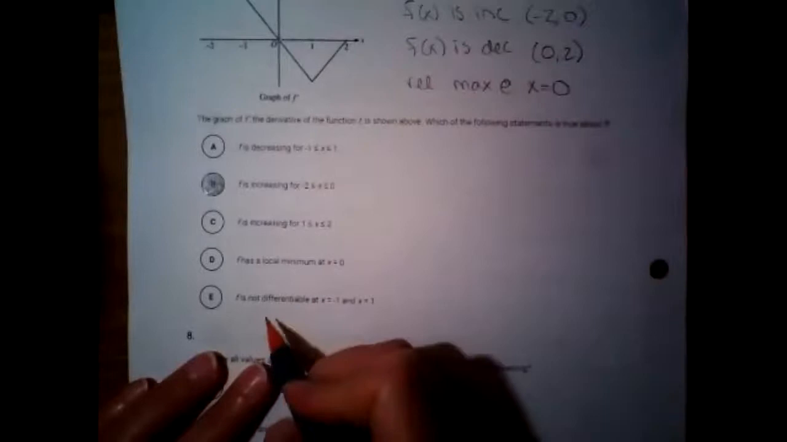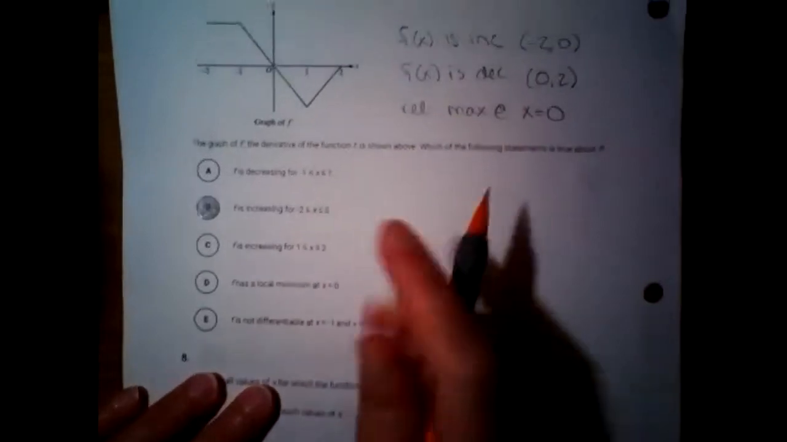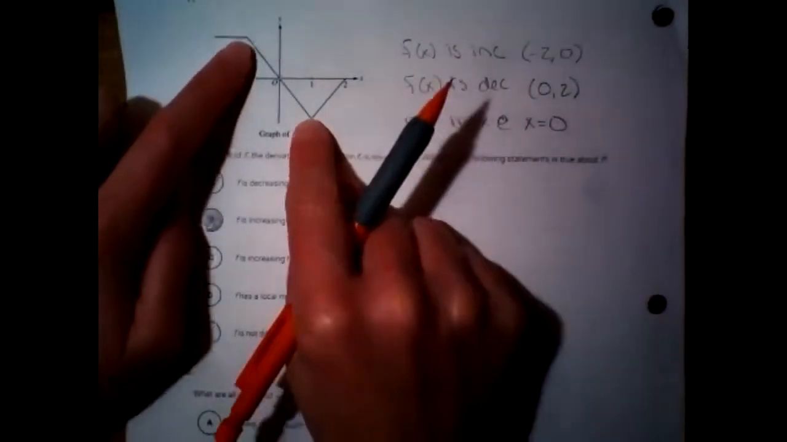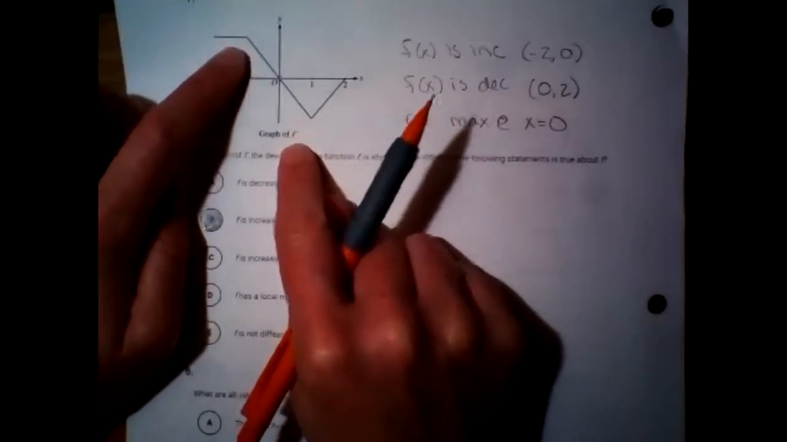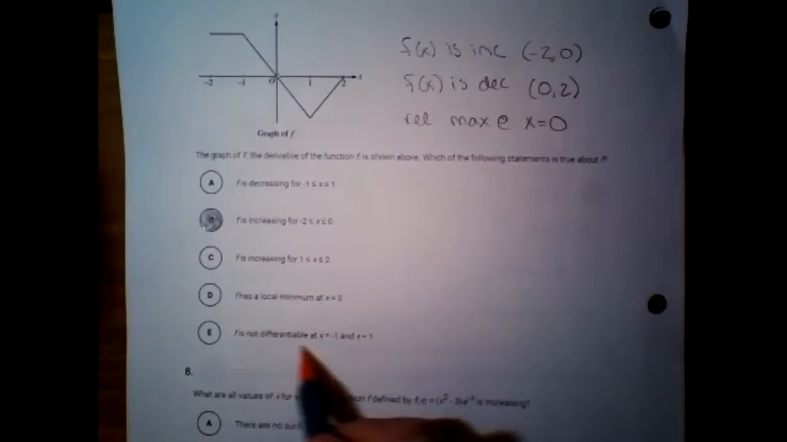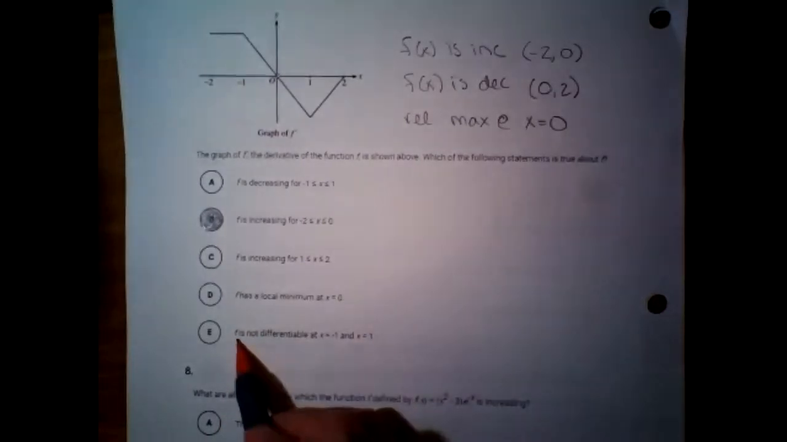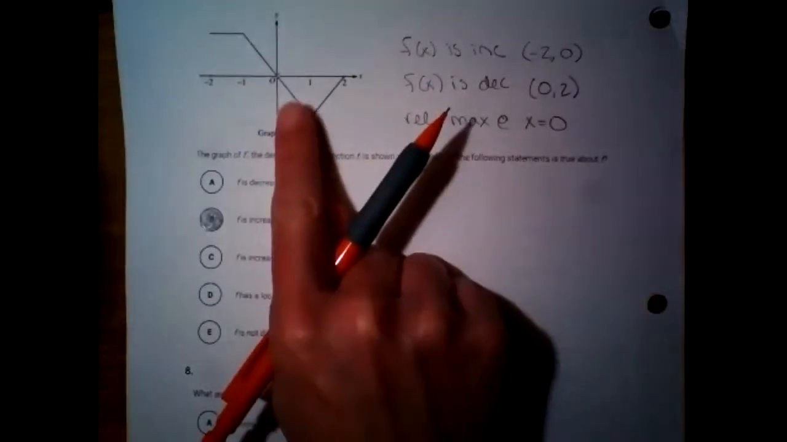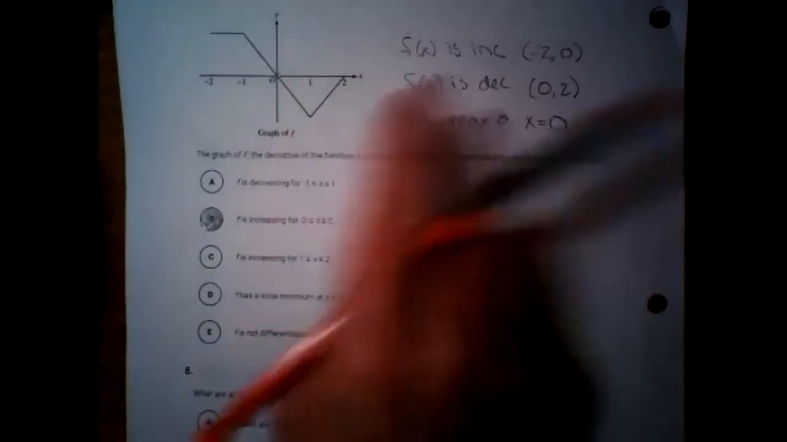Let me address E though really quick. It says F is not differentiable at negative 1 and 1. I do see we have sharp edges there, but this isn't the graph of F. This is the graph of F prime. So if that said F prime is not differentiable, then that would be true, but it says the graph of F, which isn't this graph. We don't have the graph of F. I don't know what that looks like. So just remember, you're answering questions about a graph that you're not looking at. So just be careful. This is the derivative graph.